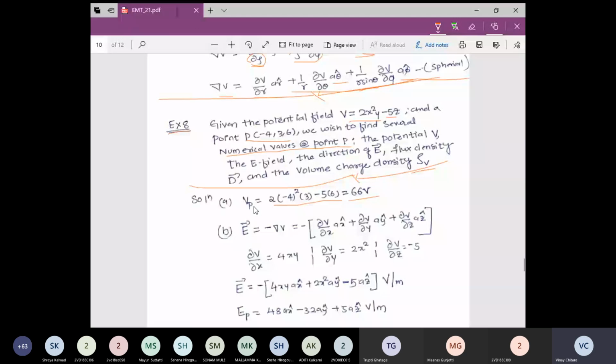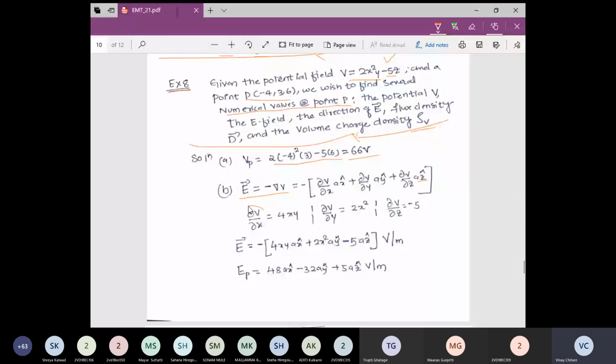Okay, so next we need to find an electric field at this point P. We know the potential is given in the rectangular coordinate system, so I should use the gradient in the rectangular coordinate system, E equal to minus del V, which is given by minus of dou V by dou X a_x hat plus dou V by dou Y a_y hat plus dou V by dou Z a_z hat. Now let us find them one by one.